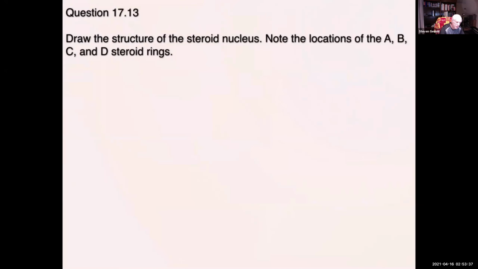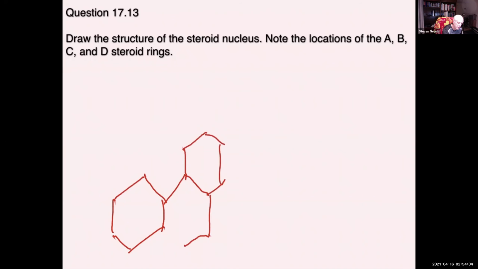There you go. All right. Draw the structure of the steroid nucleus. Note the location of the A, B, C, and D rings. What did we say the nucleus was? We said it was 4 carbon rings, right? We have a 6-member ring. We have a 6-member ring. We have a 6-member ring. And we have a 5-member ring. That's our basic structure of steroids. A, B, C, and D.